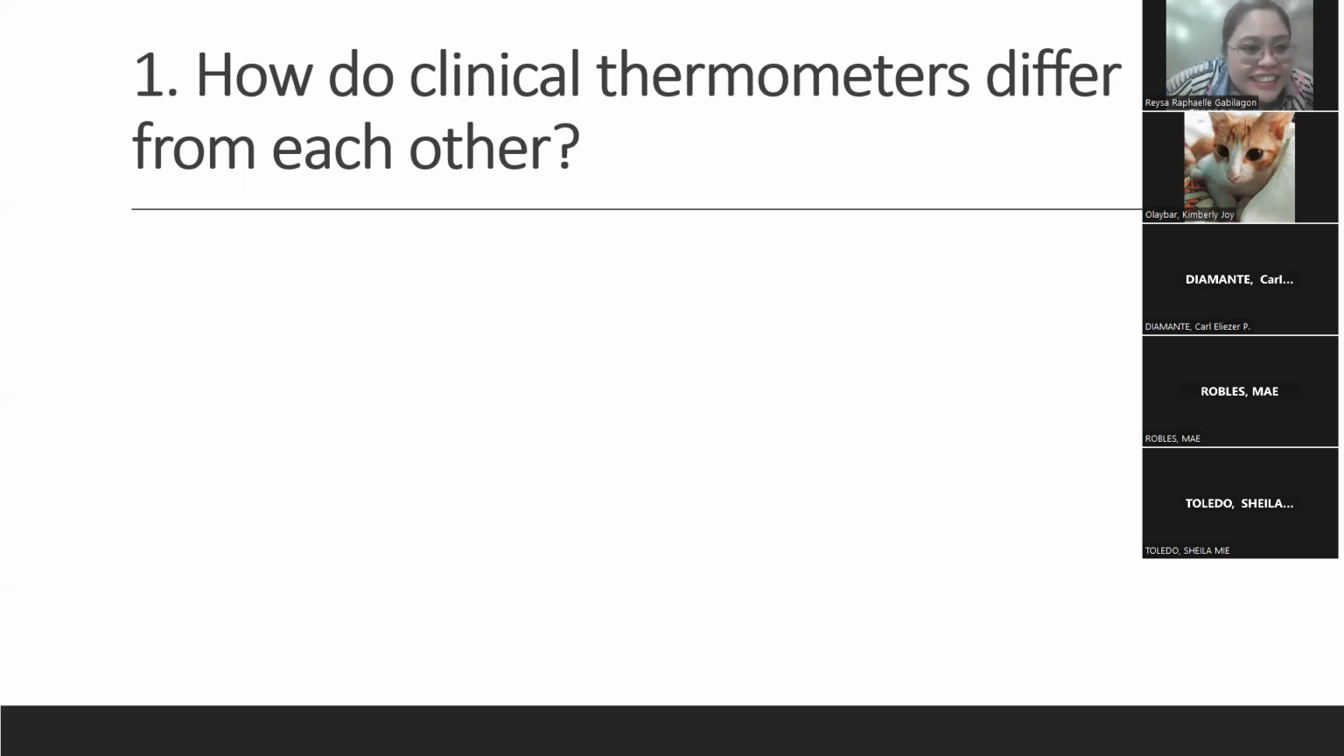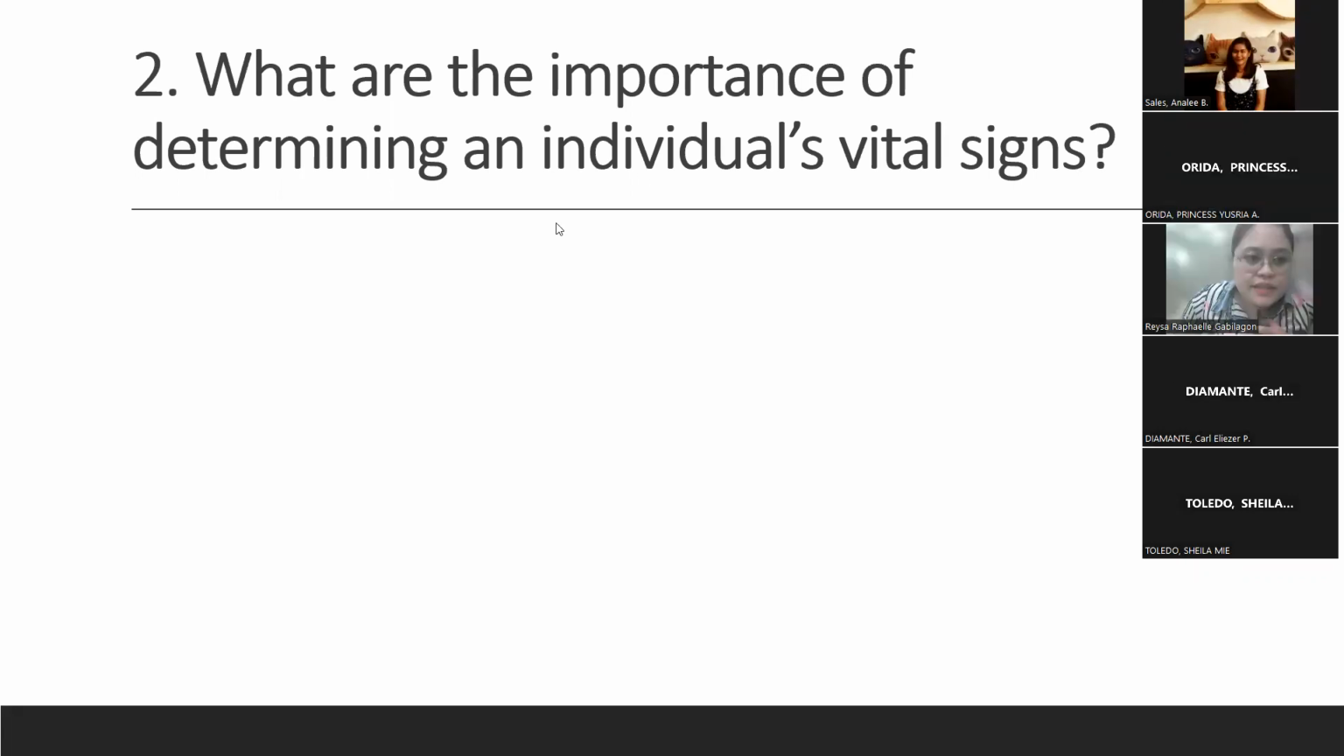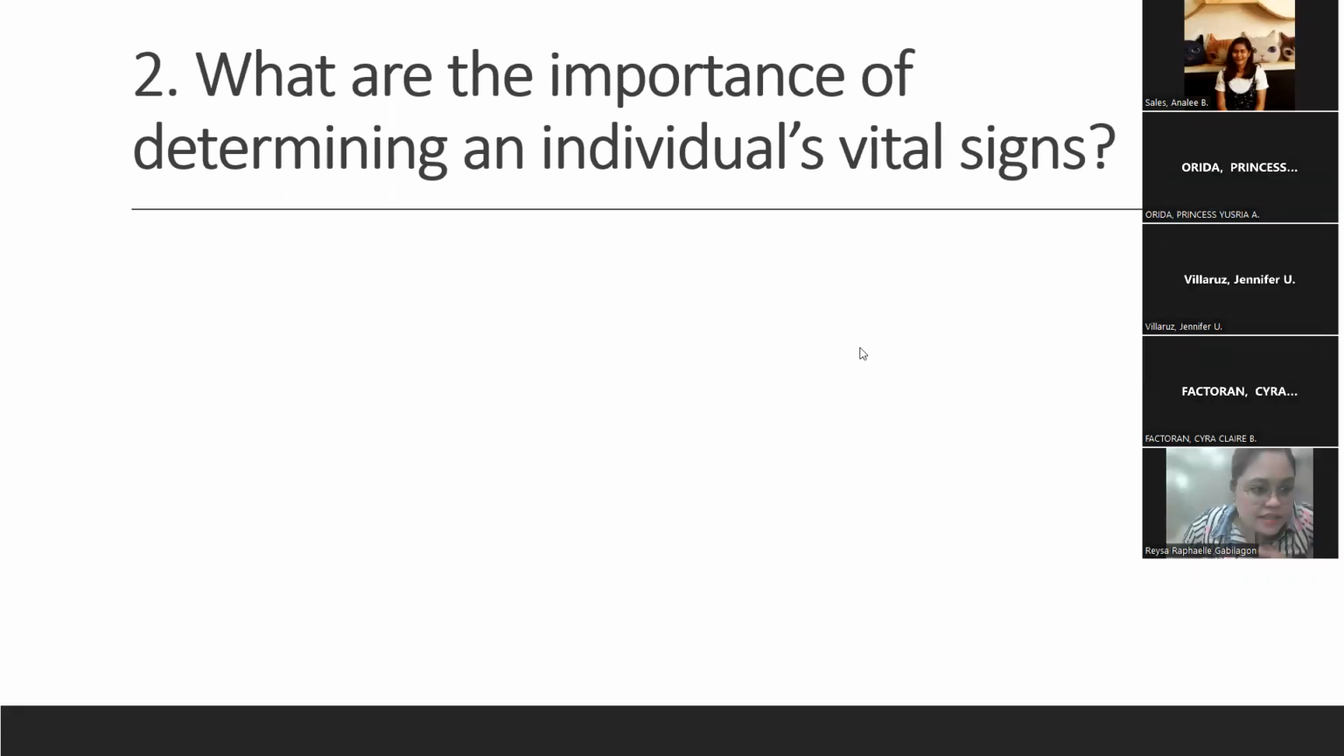Okay. So do not forget that we also have the so-called laboratory thermometer. Actually, they are still made up of mercury. So yung mukha nila kagaya pa rin ng usual thermometer natin dati. Kaya lang it is suitable to measure very high temperature. So umaabot pa ng 100 and more than that. So yan yung isa sa kaibahan ng mga existing thermometers natin. Okay? Very good. Number 2, what are the importance of determining an individual's vital sign? Yes, Princess.